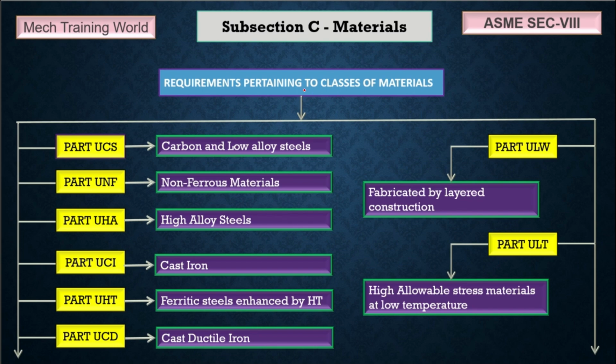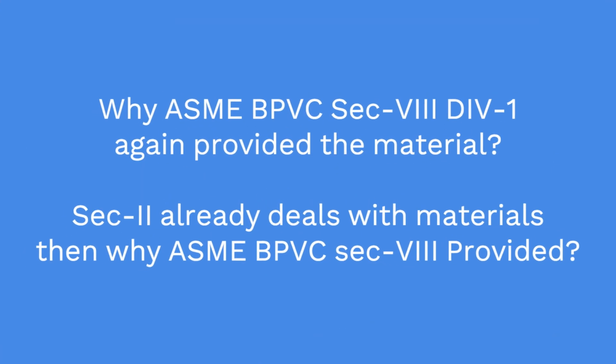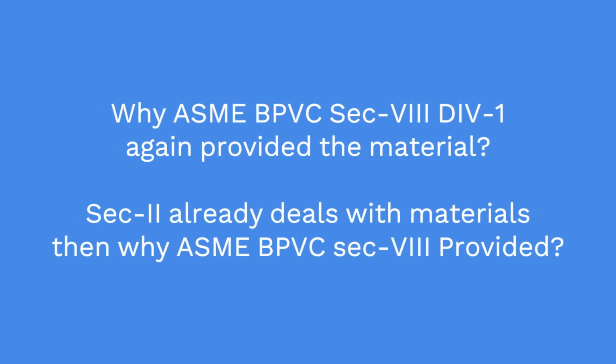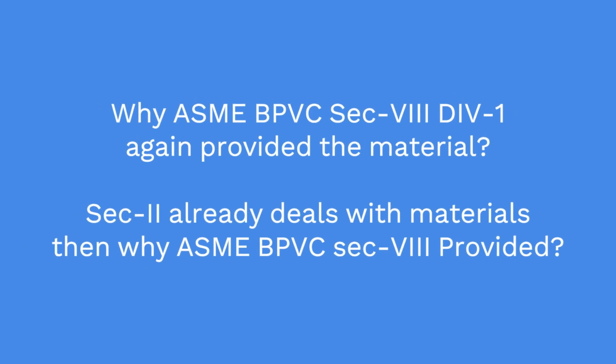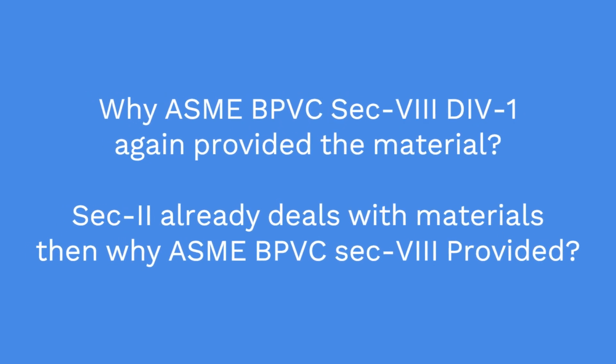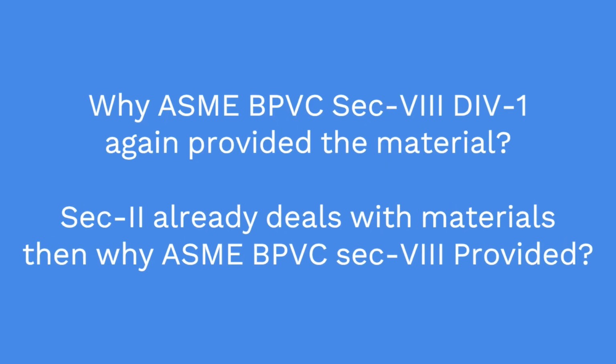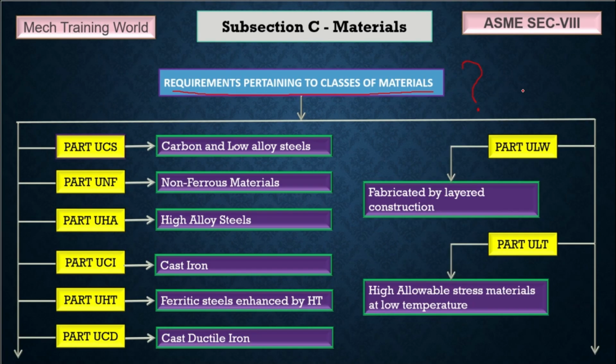Here you can see this subsection C deals with requirements pertaining to classes of materials. But here my question is, why does the ASME BPVC section 8 division 1 code give information about materials? Because we already have section 2, right? ASME section 2 deals with the materials. Then why again does ASME section 8 division 1 code give information about materials?